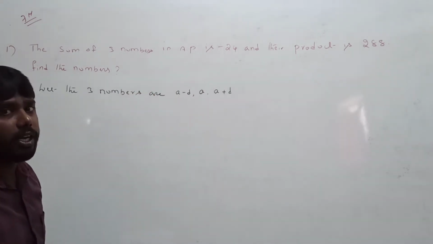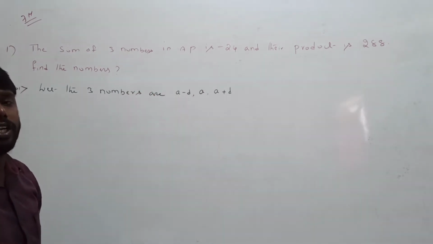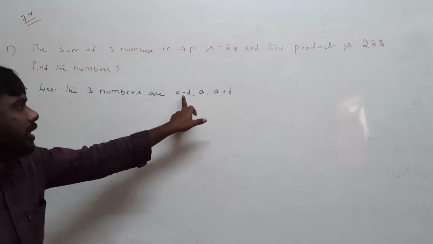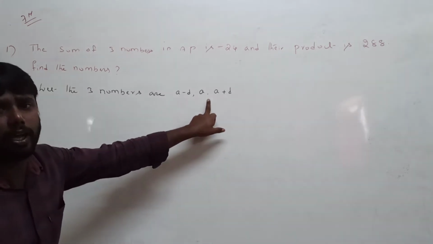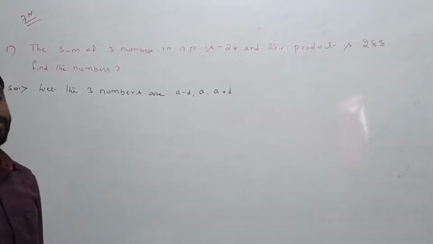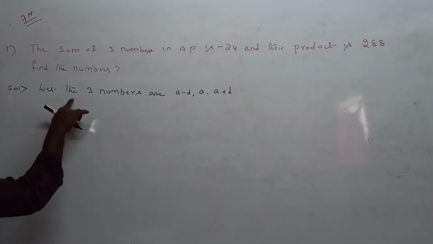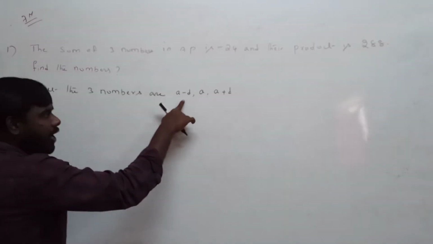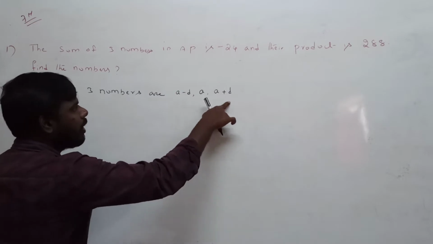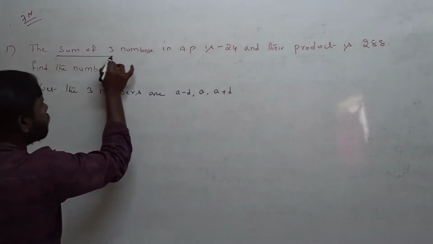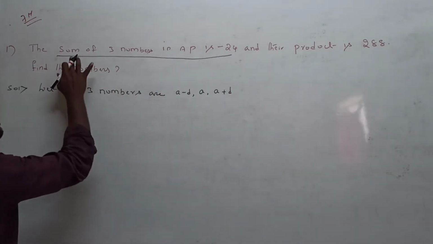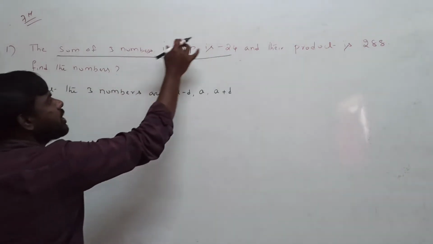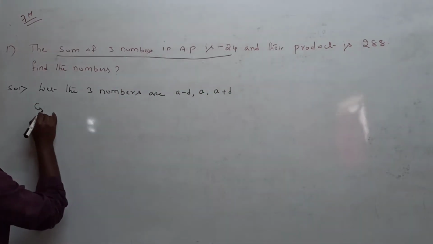Three numbers are present in the arithmetic progression. That's why we are assuming the three numbers. Let the three numbers be a minus d, a, a plus d. According to the question, the sum of three numbers is minus 24.